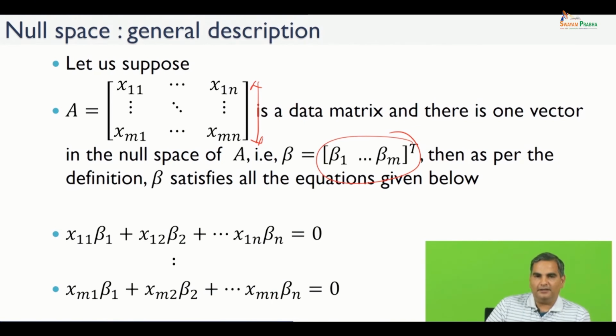Now let's look at what each of these elements are equal to. If you take the first element on the right hand side, that would be a product of the first row of this data matrix and this beta vector, which would basically be x11 beta 1 plus x12 beta 2 all the way up to x1n beta n equals 0. Similarly, if you get to the second row and multiply the second row by this vector, you will get another equation. So if you keep going down, for every sample, if you write this product, you are going to get an equation. The last sample, for example, will be xm1 beta 1 plus xm2 beta 2 up to xmn beta n equals 0.